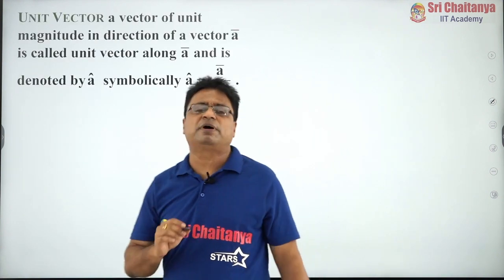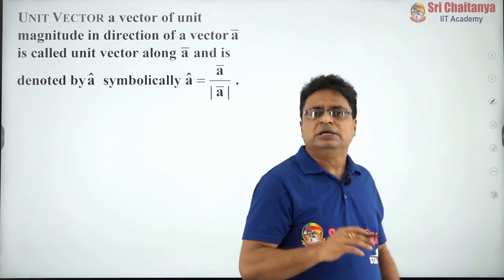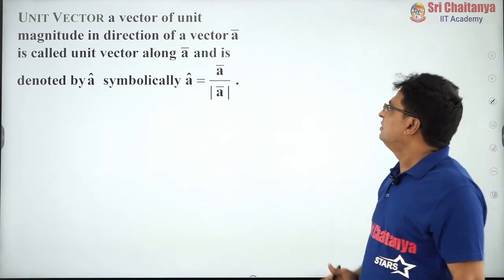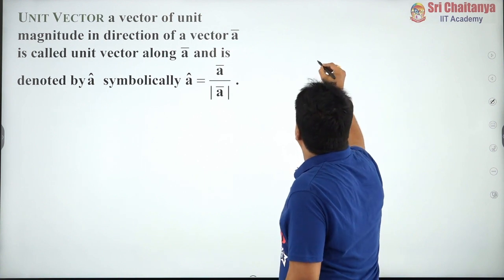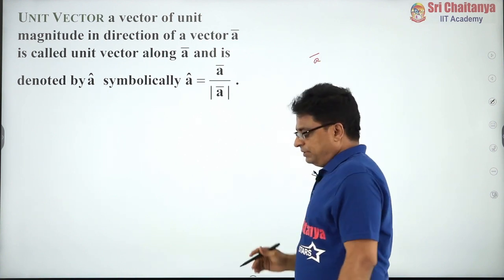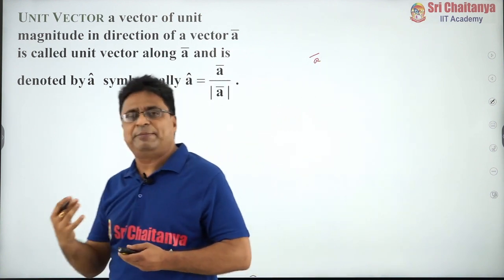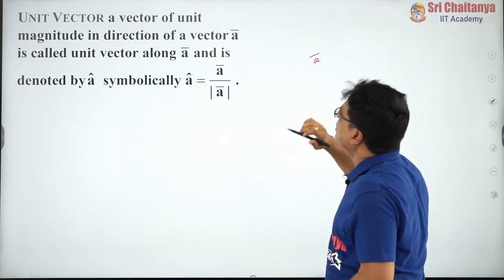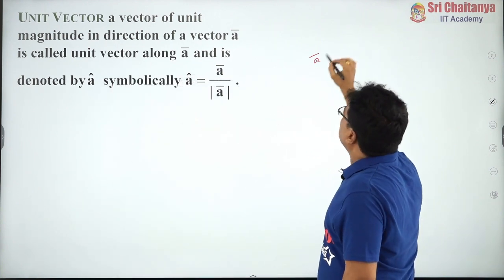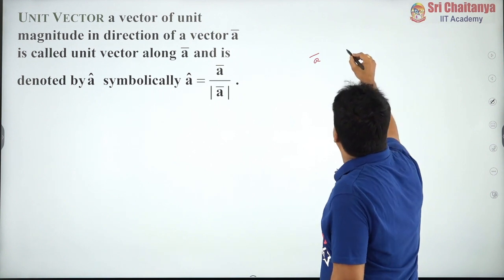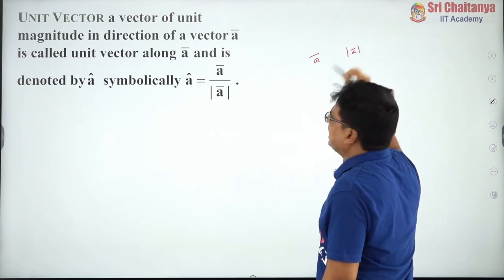Now, coming to my friends, the next one, the unit vector. This is one of the important definitions in entire vector algebra. Several problems depend upon this unit vector. Suppose A bar is any vector; in general vectors are denoted with capital letters or small letters like this. Then mod A bar is called its magnitude.